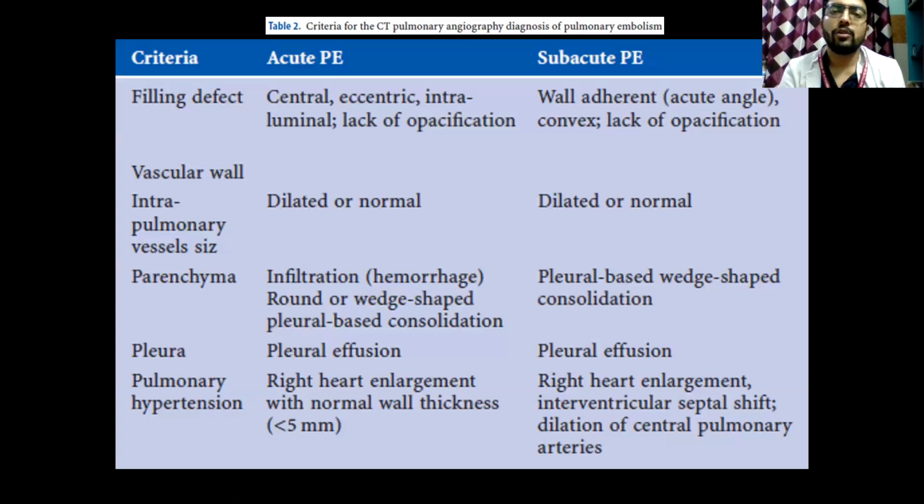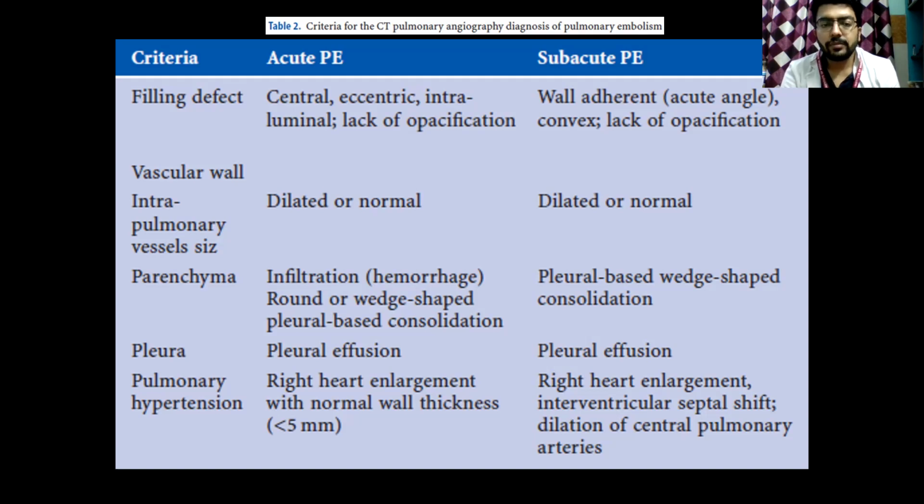The criteria in acute PE, subacute PE, and chronic PE: in acute PE there is a central filling defect, eccentric intraluminal, whereas in subacute PE there will be wall adherent, forming acute angle. Vascular wall, intrapulmonary vascular size is dilated or normal in acute and dilated or normal in subacute. Parenchyma is infiltrated, leading to hemorrhage. There is round or wedge-shaped pleural-based consolidation, whereas in subacute we see pleural-based wedge-shaped consolidation. Both will have pleural effusion.